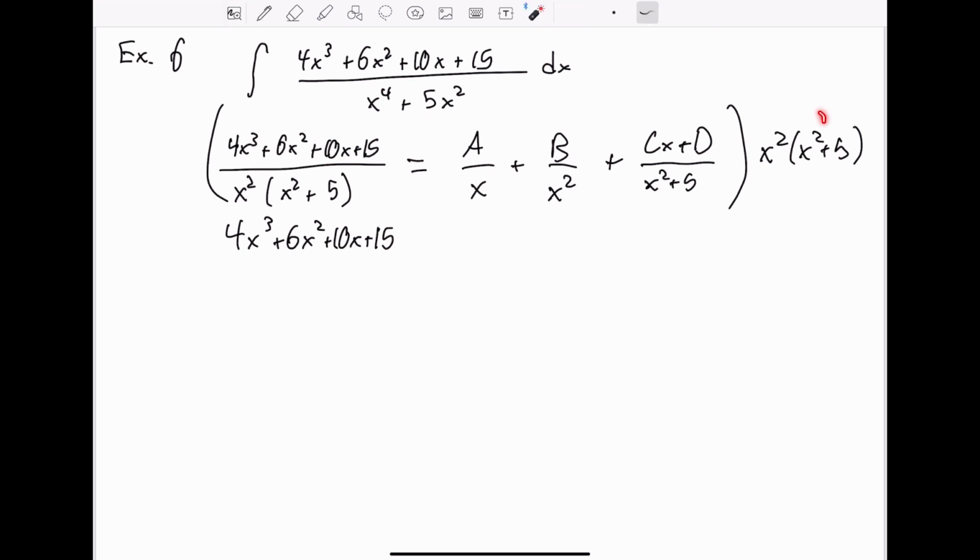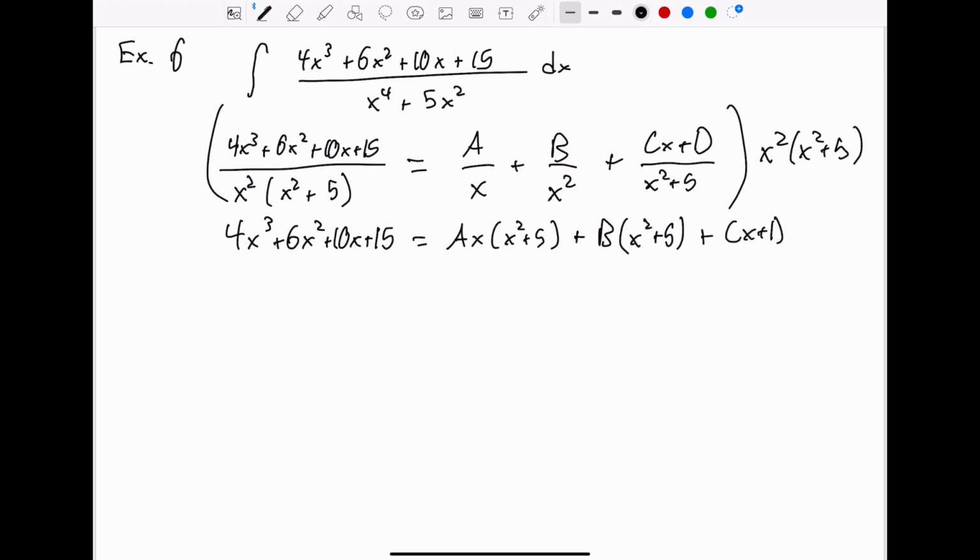When I distribute to the first fraction, one of the x's will cancel, and I'll be left with a times x squared plus 5. When I distribute to the second fraction, the x squareds cancel, and I'm left with b times x squared plus 5. When I distribute to the last fraction, the x squared plus 5's cancel, and I'm left with cx plus d times x squared. Now we want to expand everything out and group like terms.